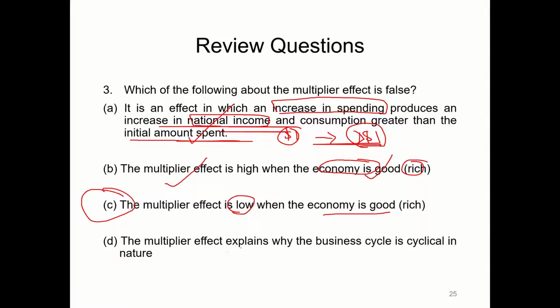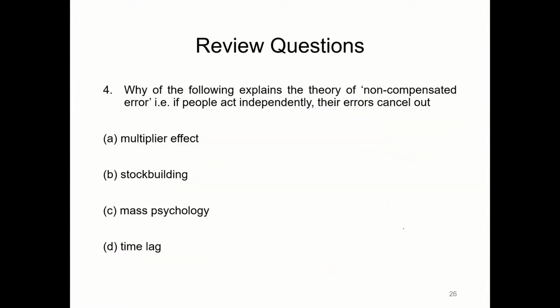The multiplier effect explains why the business cycle is cyclical. Yes, that's true, and apart from the multiplier effect, there are a few other factors such as time lag, stock building, and also mass psychology. Right. Which of the following explains the theory of non-compensated error? That is, people act independently, their errors cancel out. Okay, so the answer will be mass psychology.